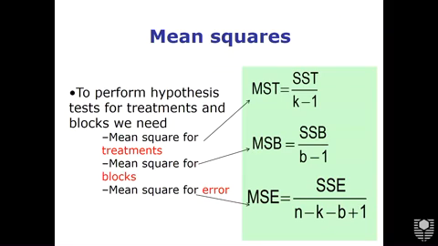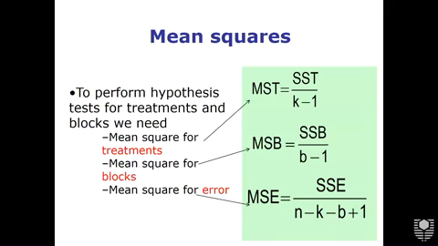Now, for treatment, if you remember, we have MST and MSE. For block, we're going to add a new one. But for block, it will be scaled by B minus 1. Total blocks minus 1. Right? B minus 1. I'll show you how to do it. We need to remember this formula. These three formulas, we need to remember.